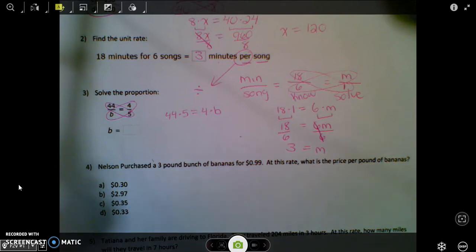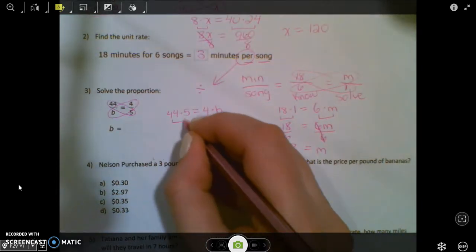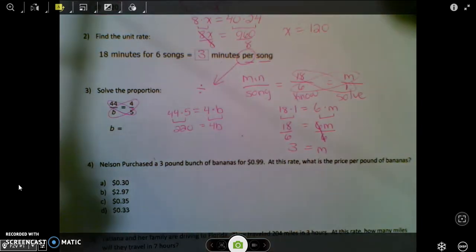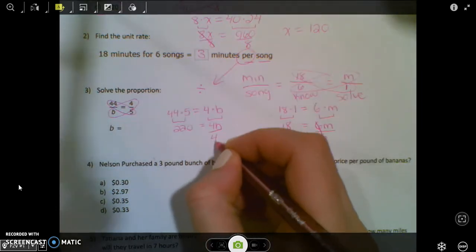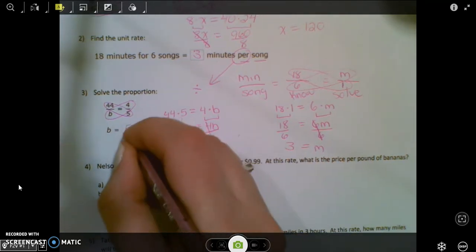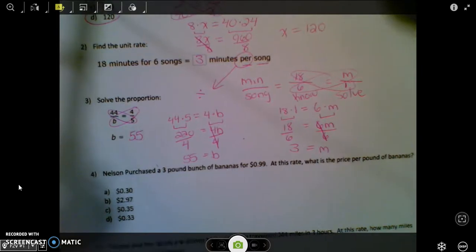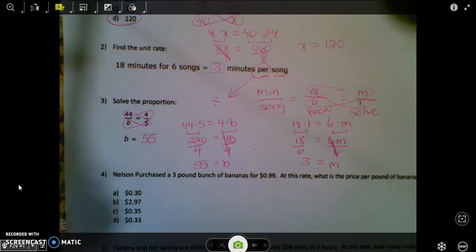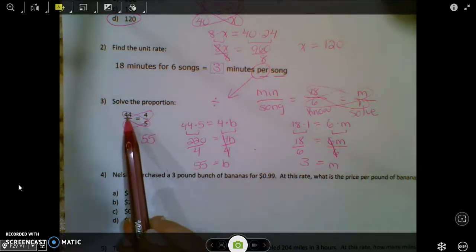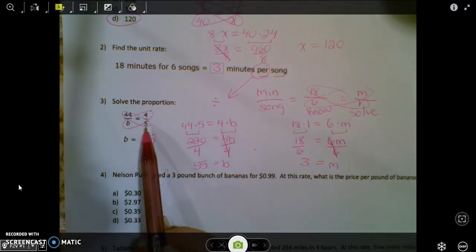So I'll have to multiply 44 times 5, which would give me 220, is equal to 4b. And then, again, to solve for b, you would divide by the 4 that is in front of it to get it to cancel. You do the same on this side, and b is equal to 55. So it's almost like a backwards constant of proportionality if you were to try and find that. Basically, I had a 44, I ended up with 4. What could be that would give me 5?